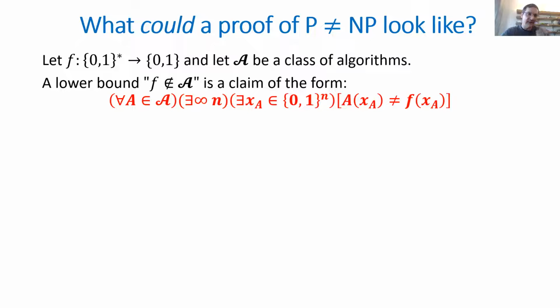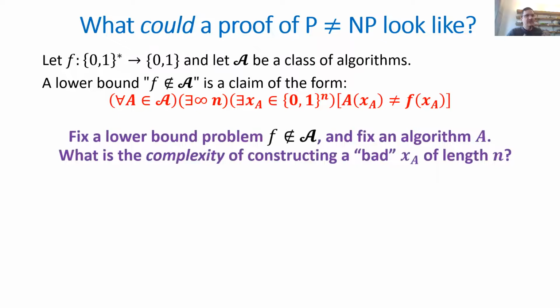All right. So this is a way to think about the lower bound problem. I mean, this is literally the lower bound problem. So what we're looking at is: fix a lower bound problem that we'd like to prove, and fix a particular algorithm A we'd like to prove doesn't compute f. What is the complexity of constructing bad inputs x sub A of length n? Right, so the lengths n are increasing. What is the complexity of this problem? We know if the lower bound holds, the bad inputs exist. How difficult is it to construct them?